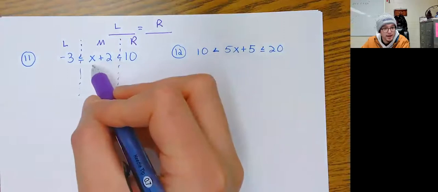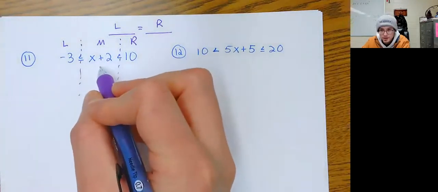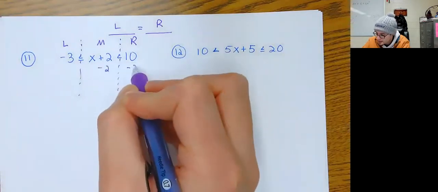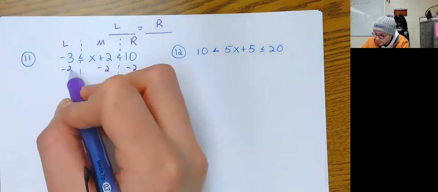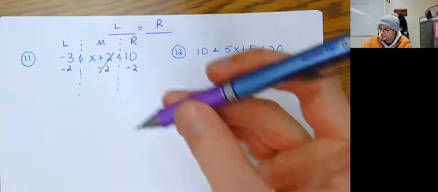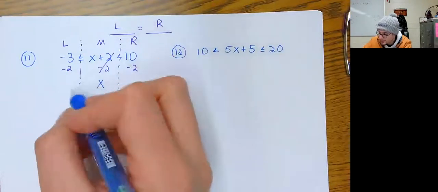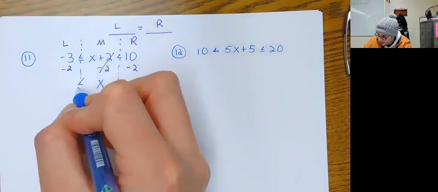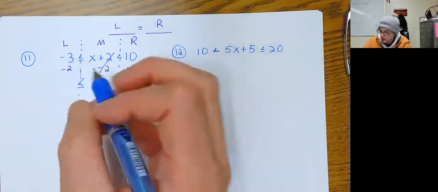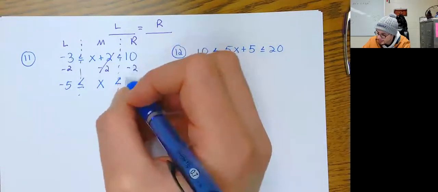So when I need to get x by itself, I need to get rid of this plus 2. So I use inverse operations. What's the inverse of adding? Subtracting, so minus 2. But I need to do that to all 3 sides. So that cancels out. The whole point of this is I'm getting x by itself. I'm going to drop down my symbols. What is negative 3 minus 2? Well, that's negative 5. What is 10 minus 2? Well, that is 8.